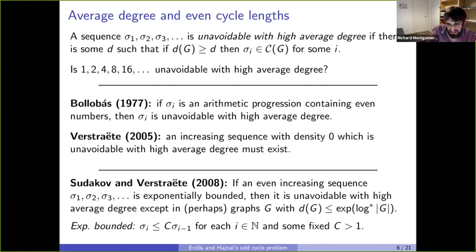And exponentially sparse means that the average degree is at most the exponential of the iterated logarithm function of the number of vertices. So really exceptionally sparse graphs.